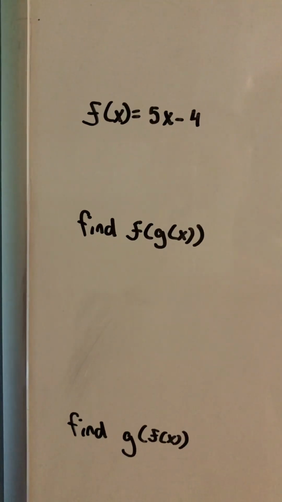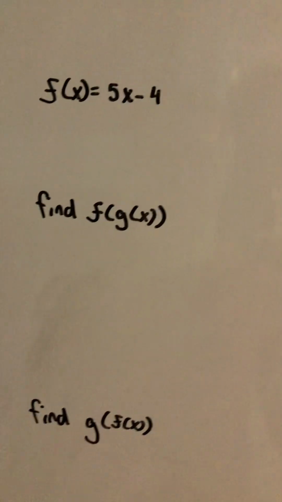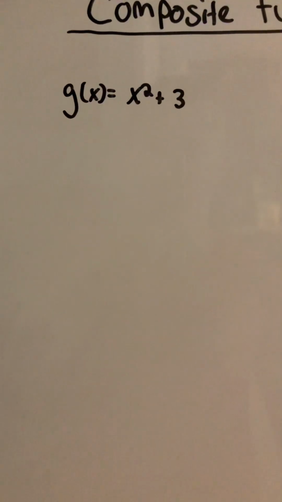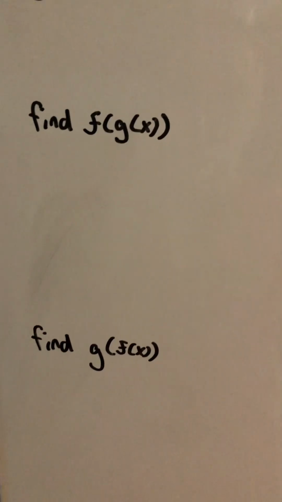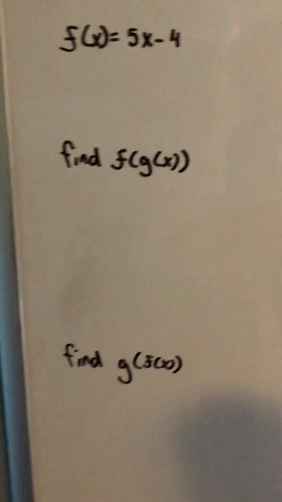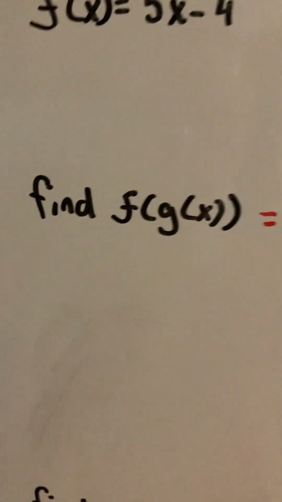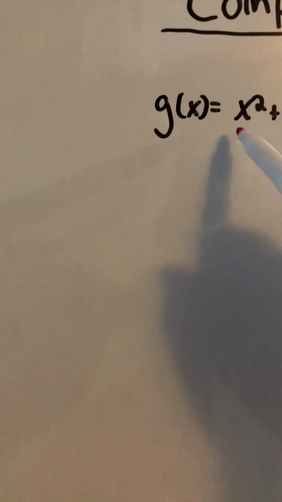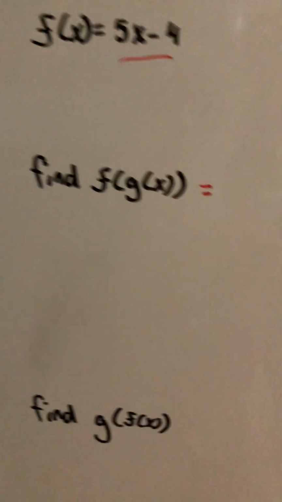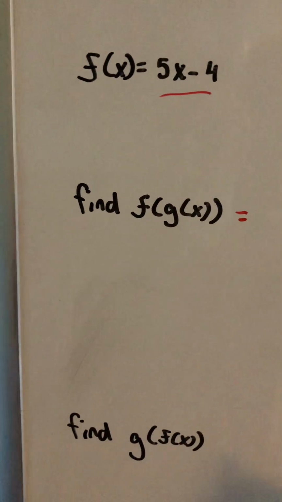For example, it's asking me to find a composite function where f of x is equal to 5x minus 4 and g of x is x squared plus 3. Find f of g of x, so the function g inside of f. What I'm going to do here is algebraically substitute. So f of x is 5x minus 4, and g of x is x squared plus 3.